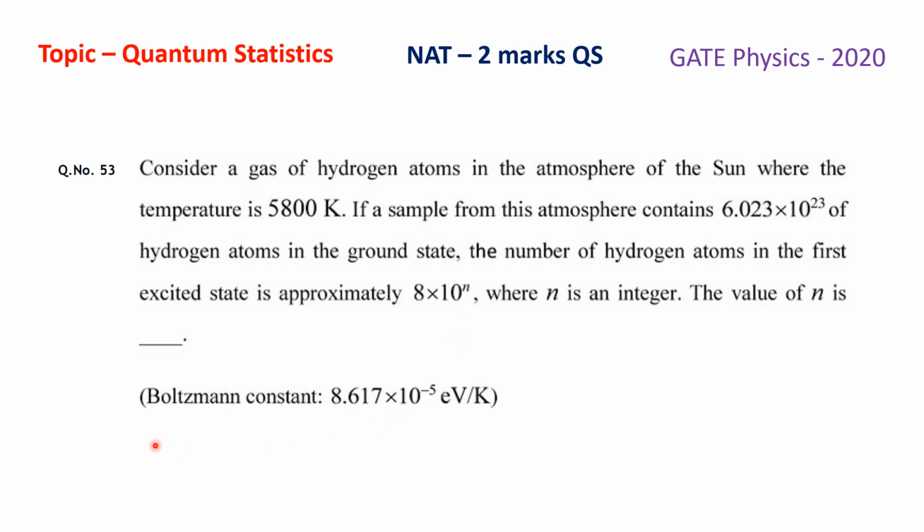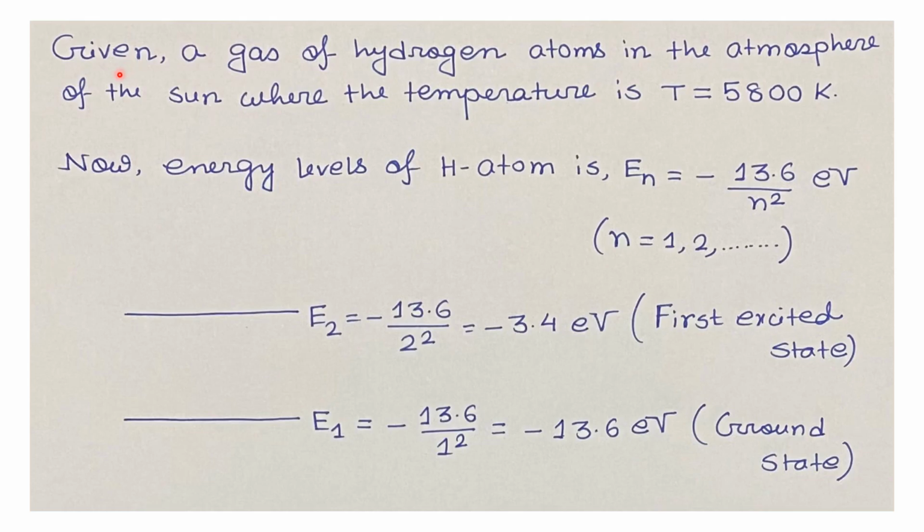One information is given here, that is Boltzmann's constant value is 8.617 times 10 to the power minus 5 electron volt per Kelvin. So now let us see how we can solve this problem. It is given in the question that a gas of hydrogen atoms in the atmosphere of the sun where the temperature is T equals 5800 Kelvin.